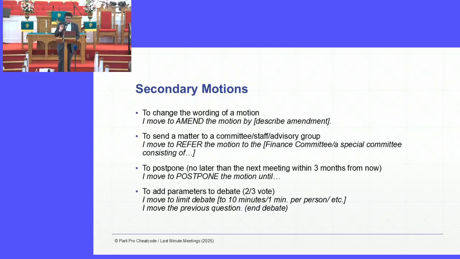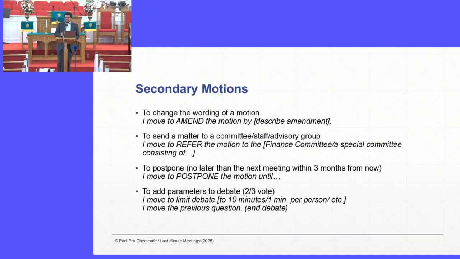And last is things dealing with debate. So that's ending debate, previous question, things like that. Those are the ones that take a 2/3 vote. During your debate phase, you can say, I move to limit debate to 10 more minutes, or I move that we close debate at 12 o'clock, or I move to end debate and vote now. All those sorts of things take a 2/3 vote.